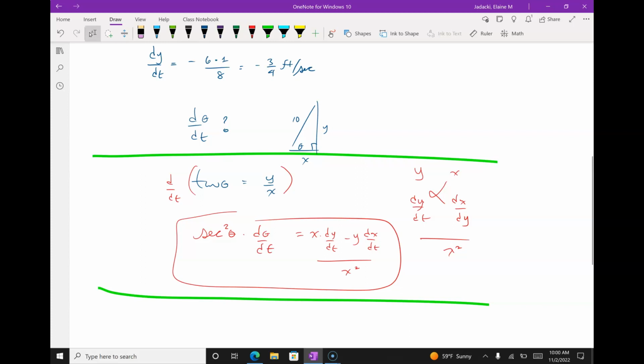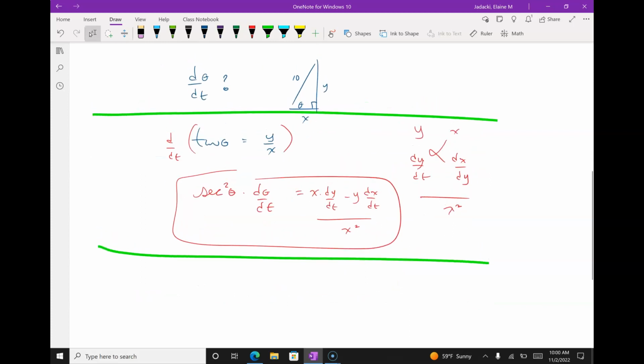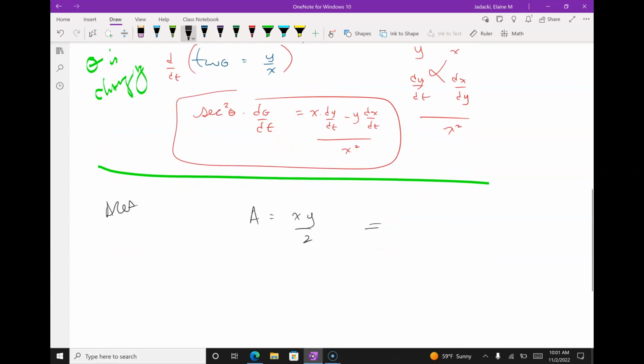Area. What's my area of this triangle? So this one is theta is changing, right? Let's do the nice area equals xy over 2. So I need a product rule there, right? Everyone agree with that? Half the base times the height, right? Or better yet, 2a equals xy, right? That makes it a little bit easier.